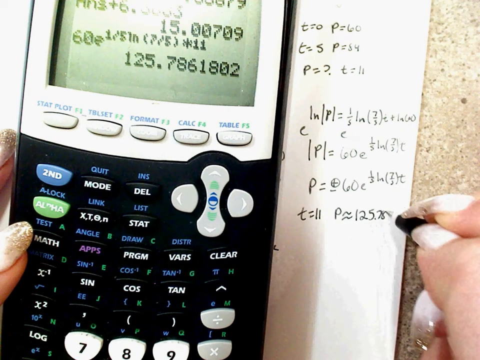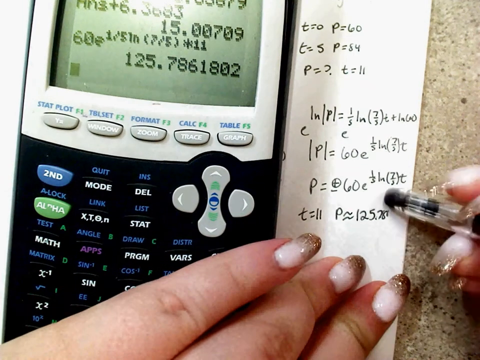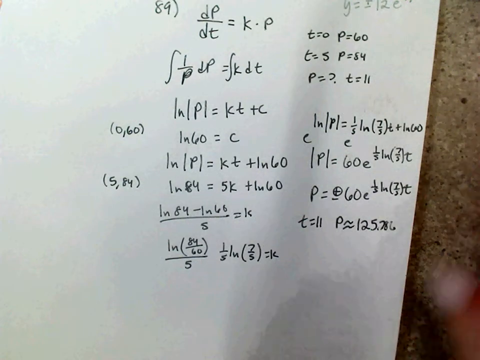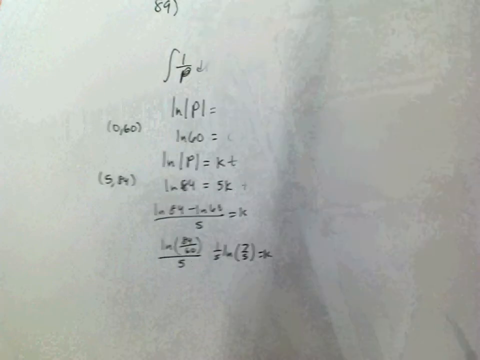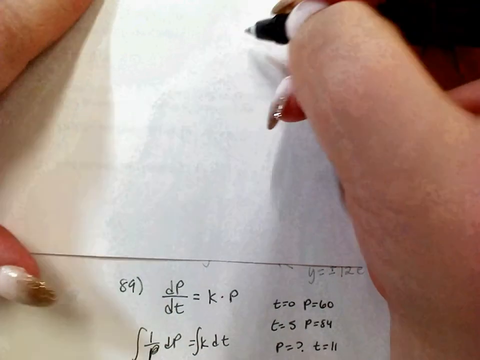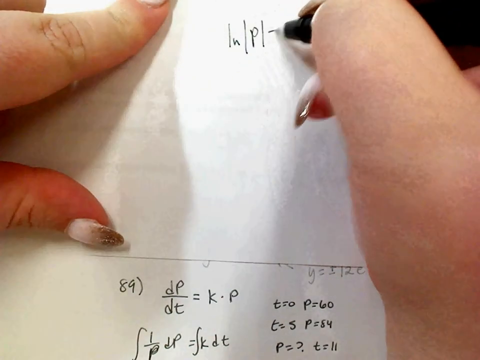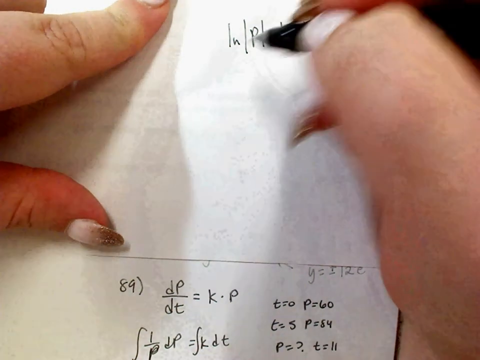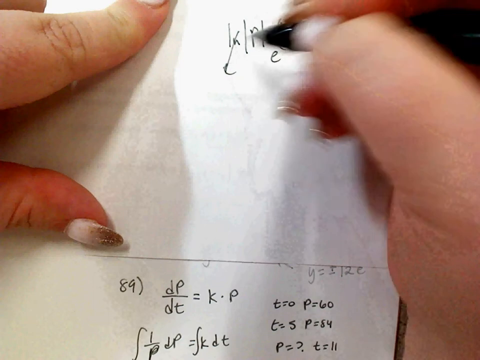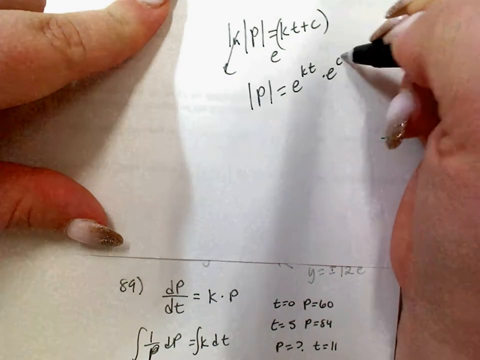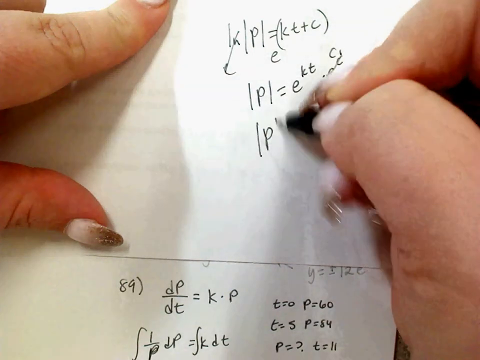I want to play with it though for a second. What if, so we said natural log of the absolute value of p equals kt plus c. What if we had gone ahead and solved for p? Then we would have had absolute value of p equals e to the kt times e to the c, which is just another c. So absolute value of p equals c e to the kt. The absolute value bars can be absorbed into c, so c e to the kt. That might have been easier.